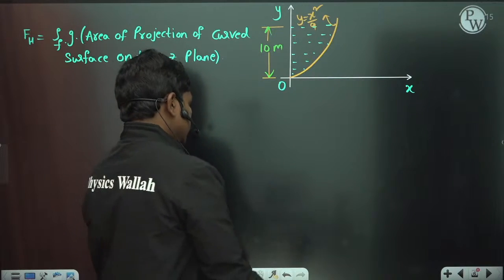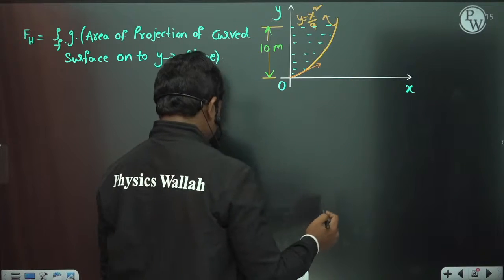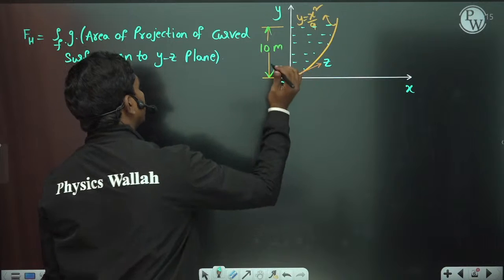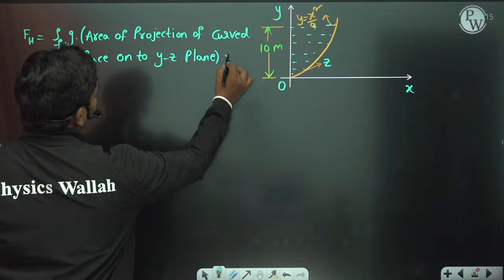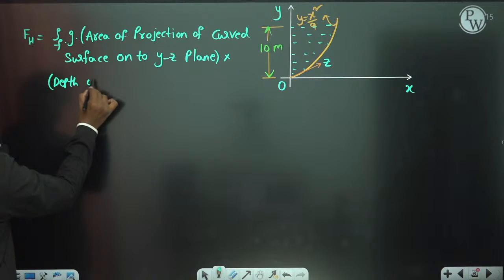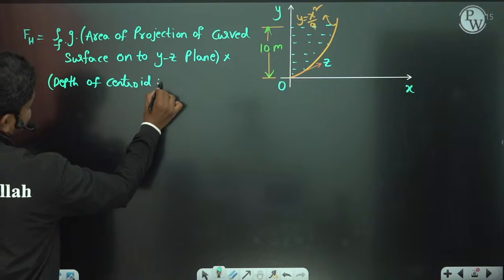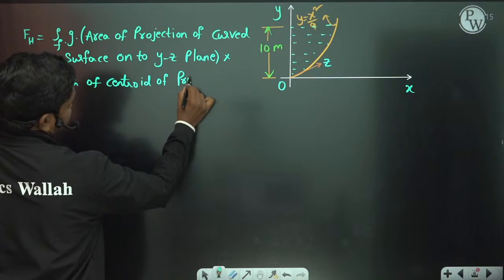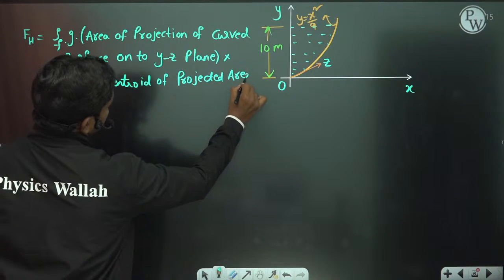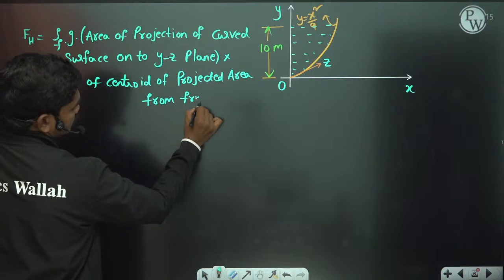So let us take the z direction, something like this. So let us suppose this is the z direction, for example. Okay, so this is the z direction, the third dimension into the plane of the board. So multiplied with the depth of the centroid of the projected area from the free surface, correct? So from the free surface.